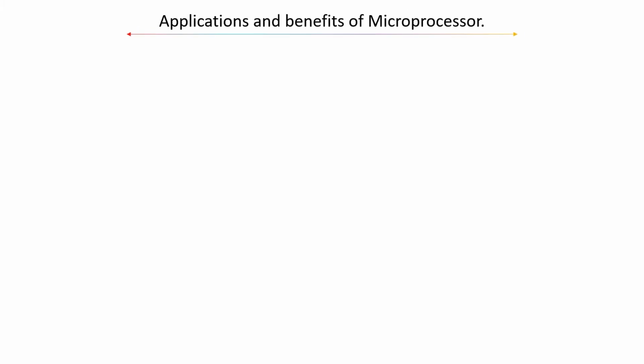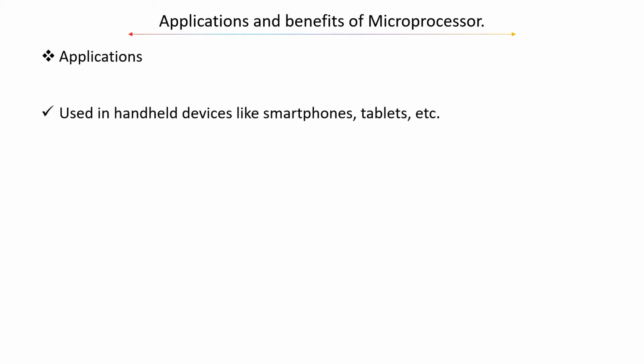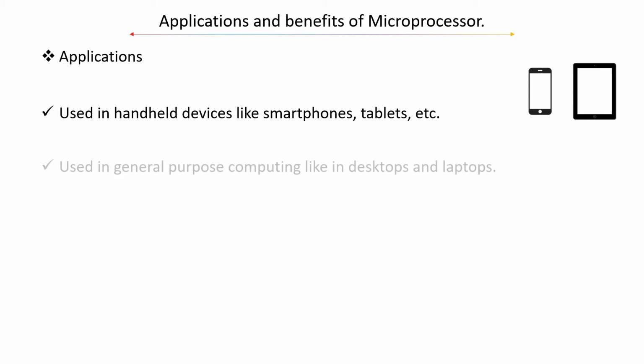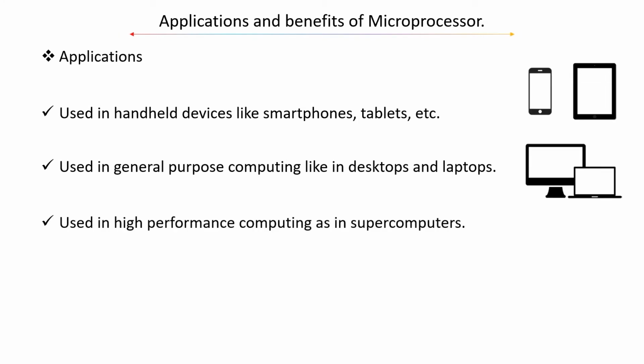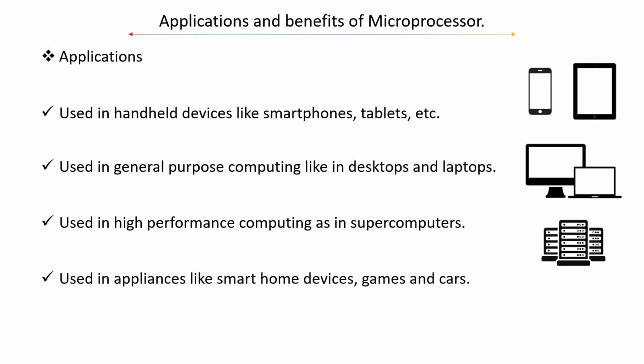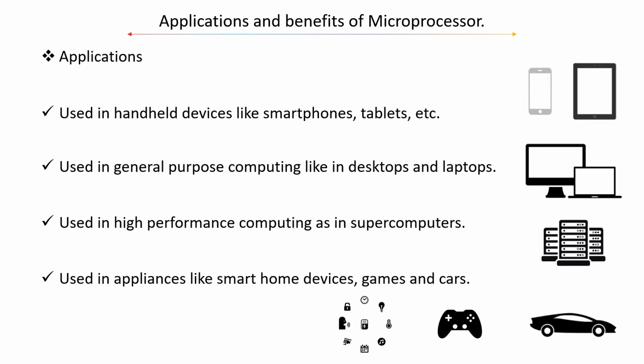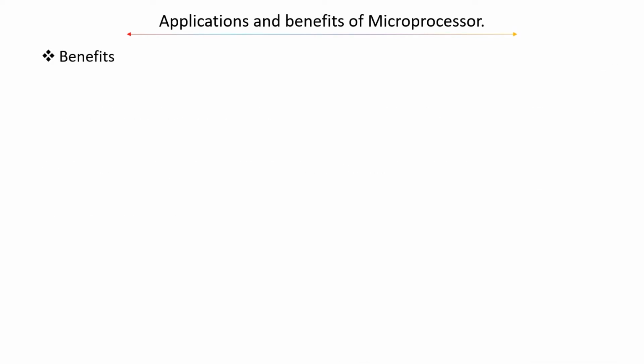Applications and benefits of the microprocessor. Application: microprocessors are used in handheld devices like smartphones, tablets, etc. They are used in general purpose computing like in desktops and laptops too. They are also used in high performance computing as in supercomputers, and they are used in appliances like smart home devices, games and cars. Let's discuss the benefits of microprocessor.